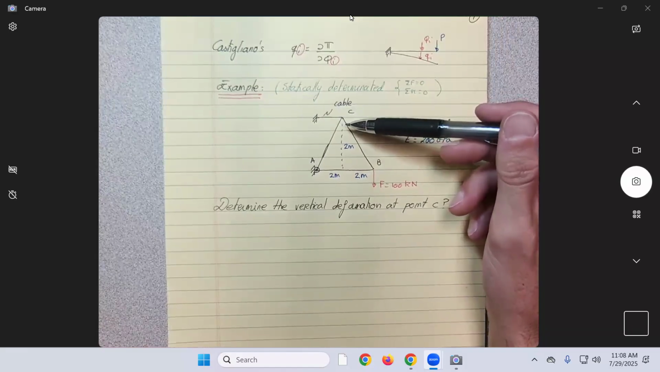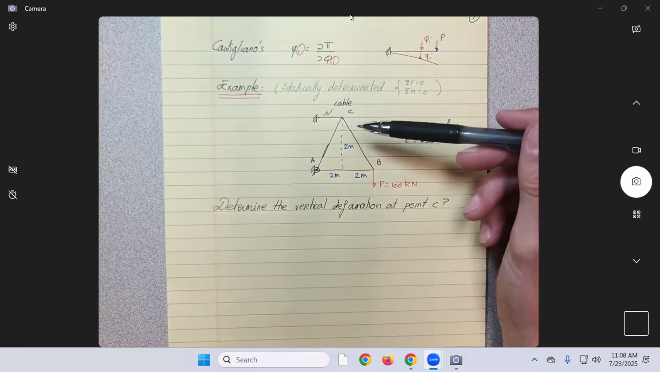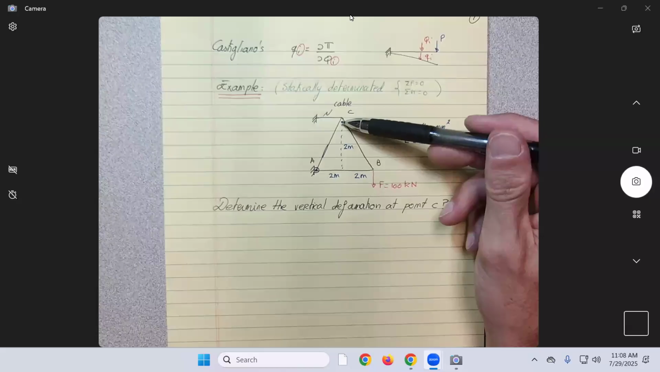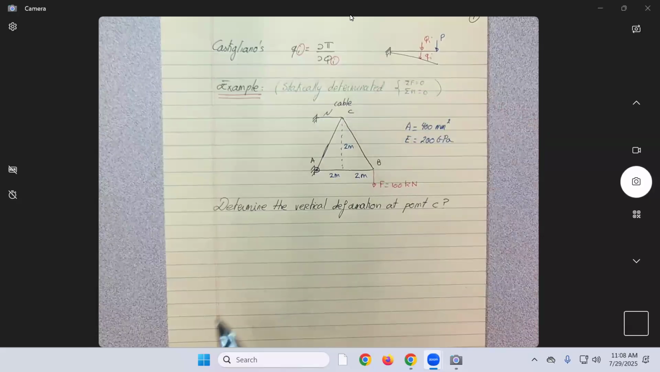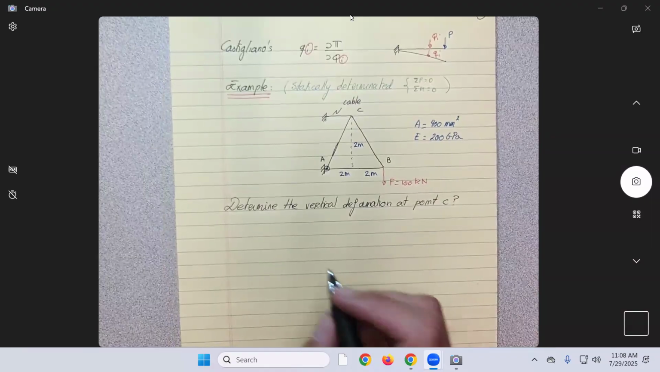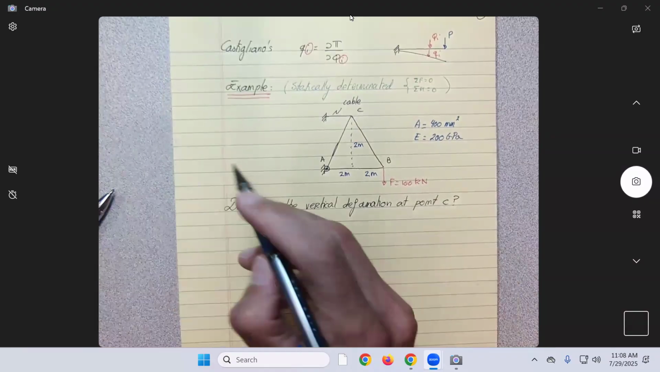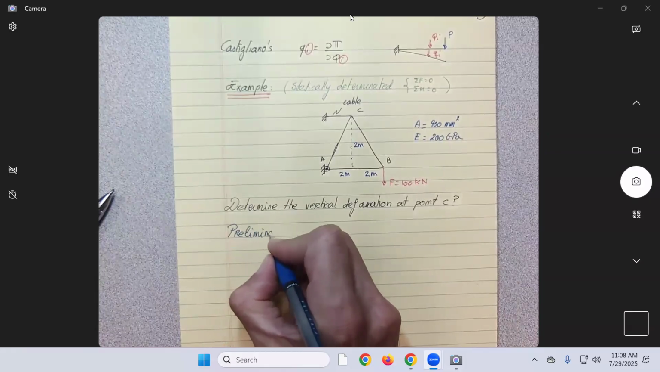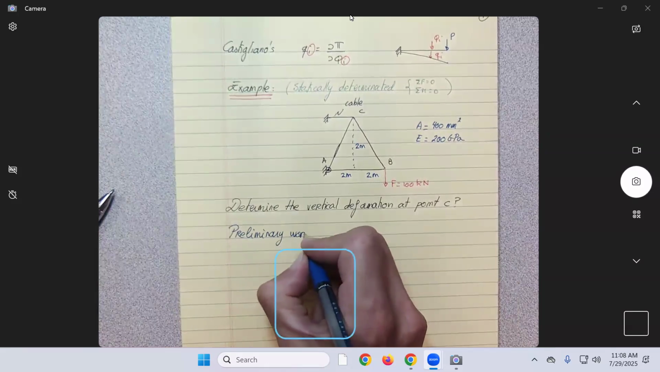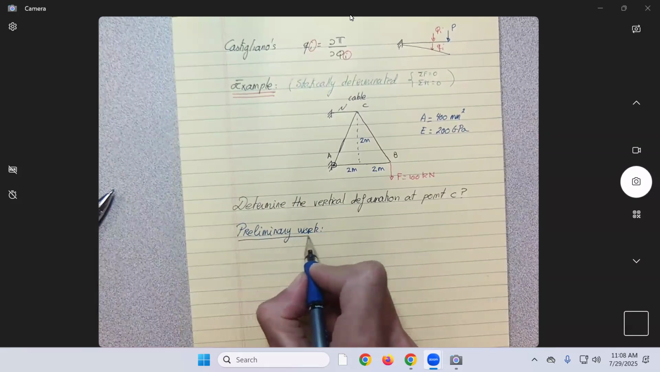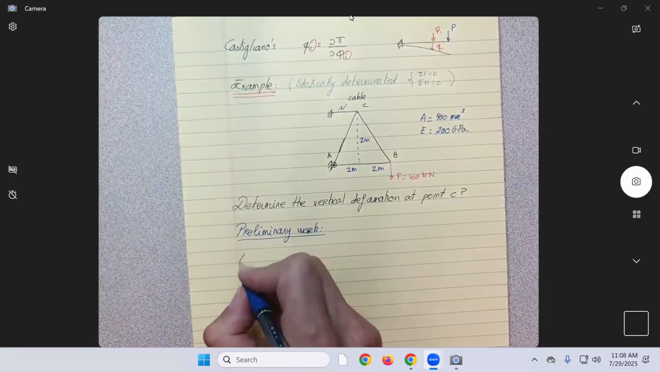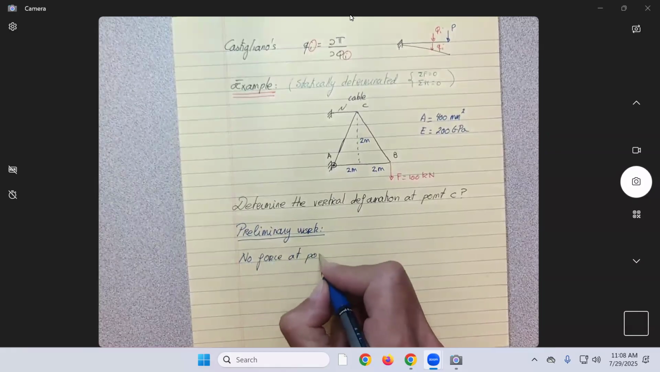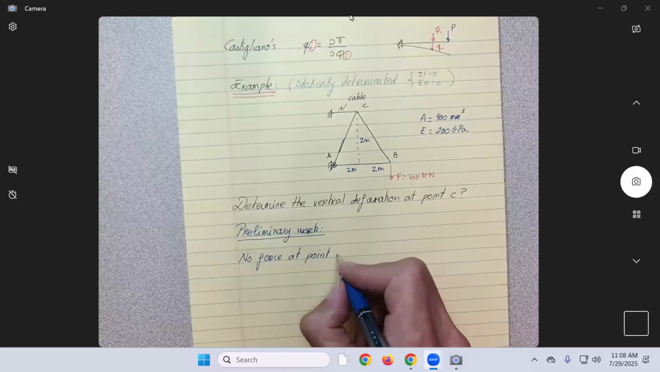Do we have a force applied at point C? Do you see a force being applied at point C? No. So what do we need to do? We're going to have to apply a force at that location, no? Okay, so we can use Castigliano's theorem. So let me call this preliminary work. I like this blue. So I'm going to say no force at point C.